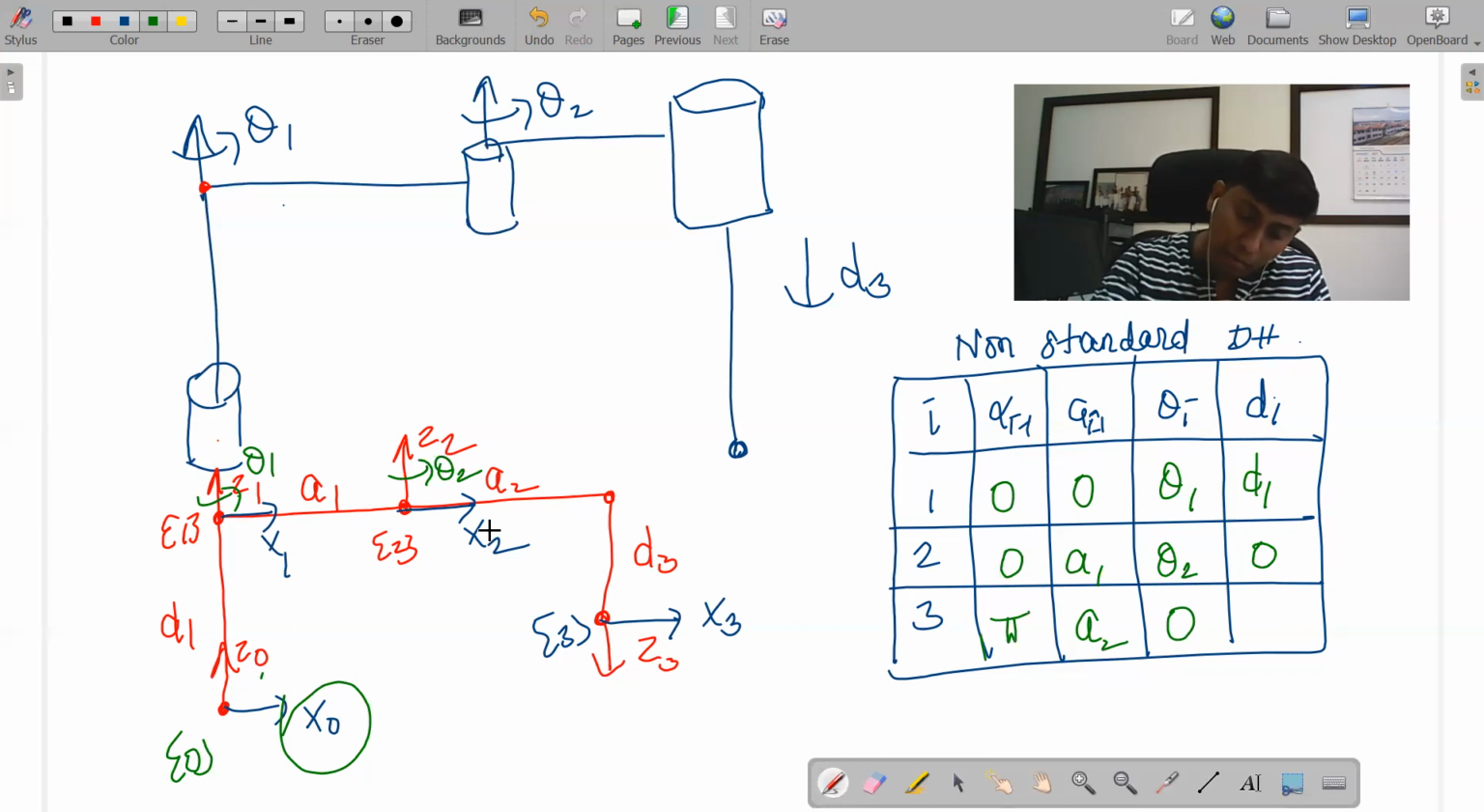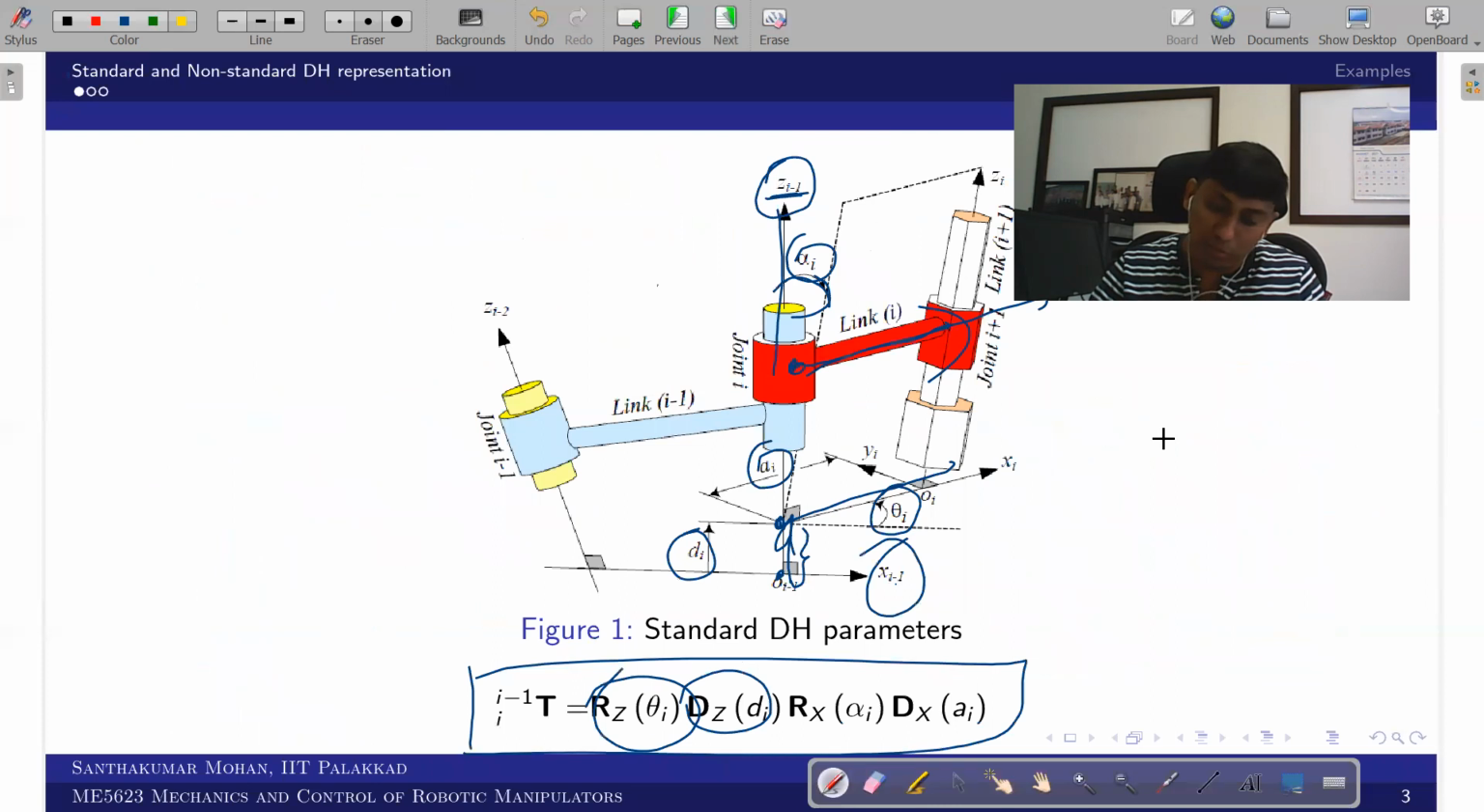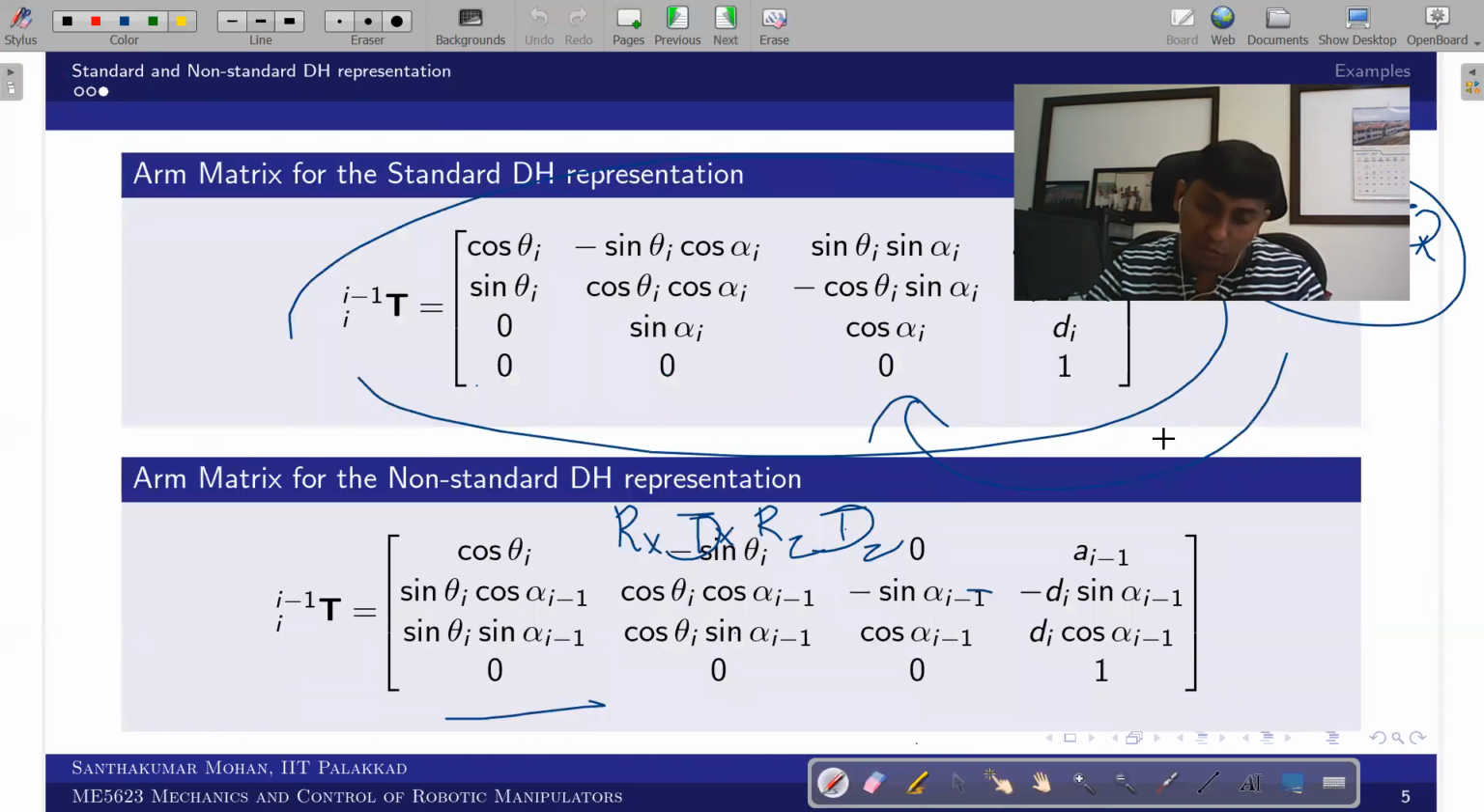But what happened along Z3, there is a distance D3. Okay, so now we look at what the variables are. So these are the variables, right? So now we can substitute the individual transformation matrices as per this. You can see cos alpha, minus 1 coming in the second row, and you can see D and all those things.